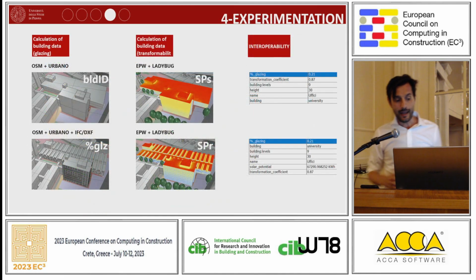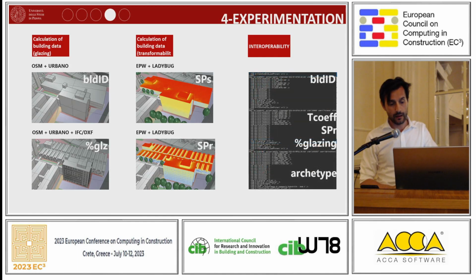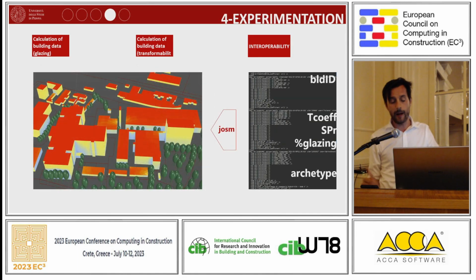Okay, so in the end, we activated the simulation, so we could generate the simplified solar potential and the real solar potential, and then generate the data, and then express the data referring to the building ID. We added the transformation coefficient, the real solar potential, the percentage of glazing, and the definition of the archetype in order to republish this XML into the OpenStreetMap database using Java OpenStreetMap.